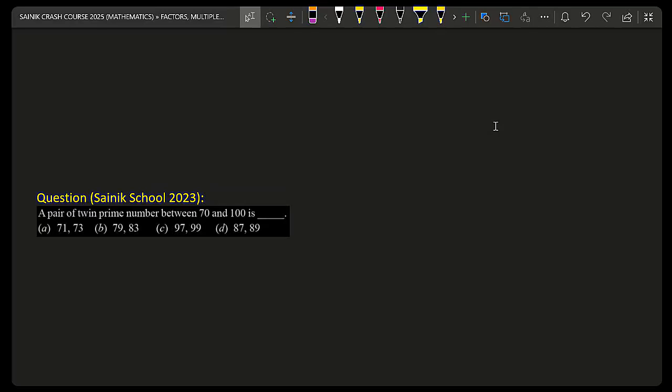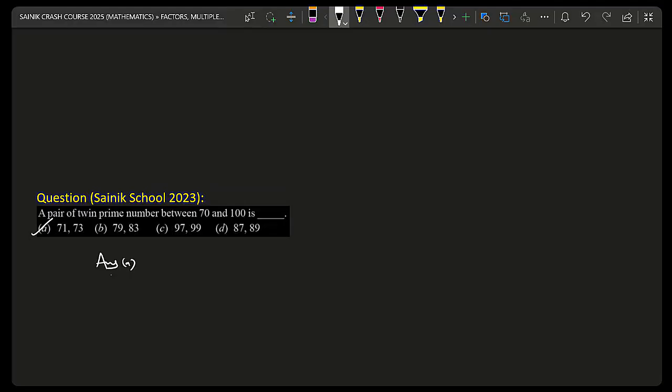Okay? But I will ask you, why is option B wrong? Sir, 79 and 83 are wrong because 79 and 83 have so much difference, sir. How much difference? What is the difference between 79 and 83? Sir, 4. Yes, 4. That's why it is not a pair of twin primes.